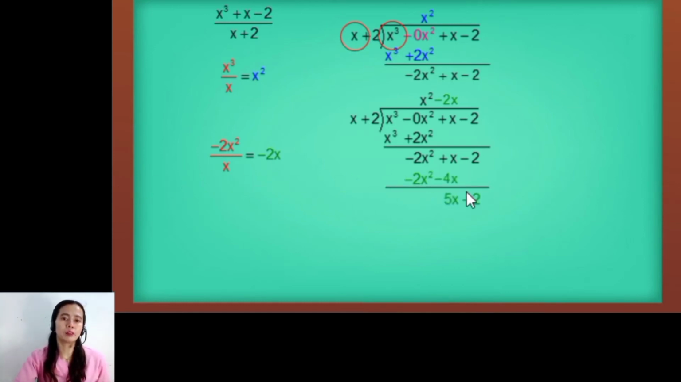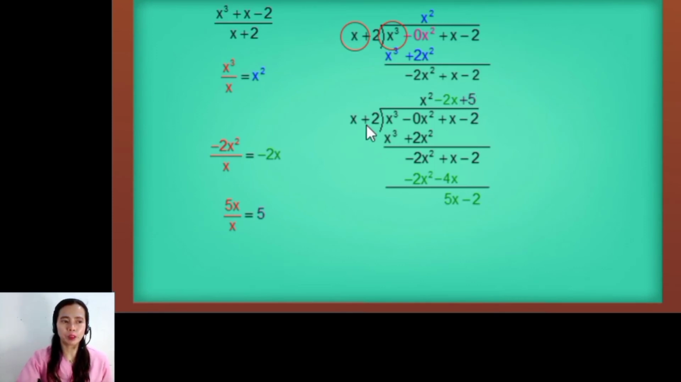Then subtract, change the sign. This becomes positive. Ito magiging positive, so maka-cancel to. So we have 5x, bring down negative 2. Next, 5x naman. 5x over x, cancel mo ang x. See, 1, 1, that is 0. So 5 na lang. So 5. You write 5 here. Positive 5.